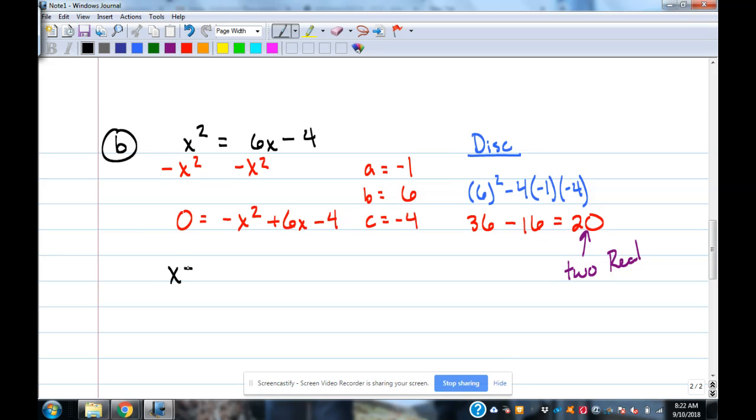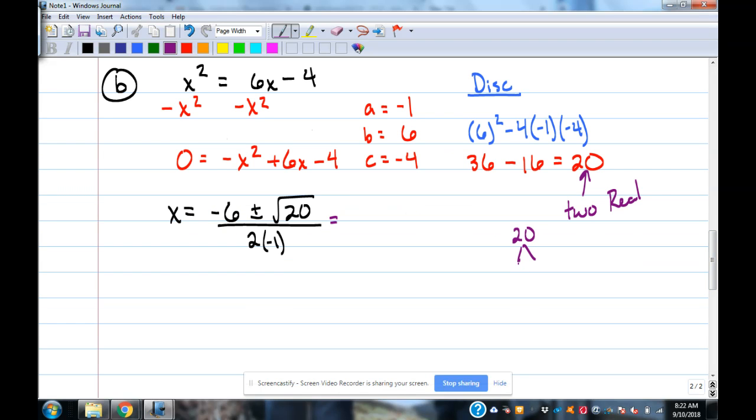Let's work it out. -b, -6 plus or minus the square root of 20 divided by 2 times a. And we try to simplify. What do we know about the square root of 20? It breaks down, doesn't it? There's a pair of 2's. So that's going to be -6 plus or minus 2 radical 5 all divided by -2.